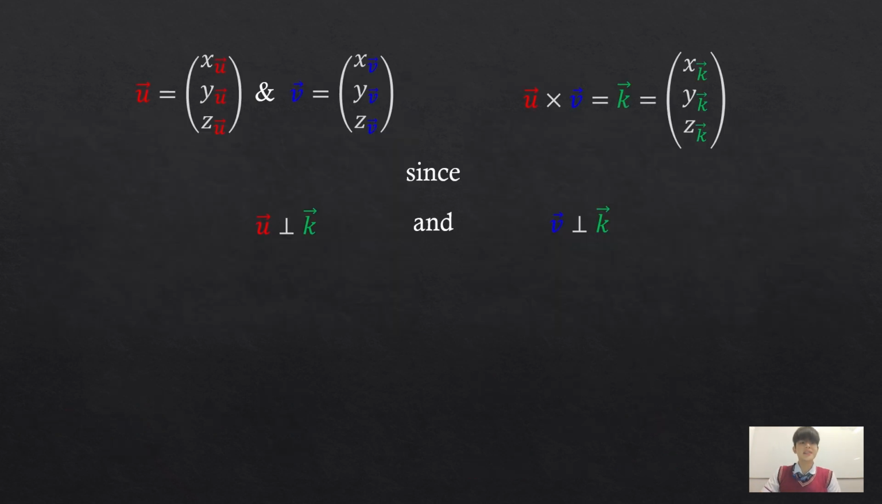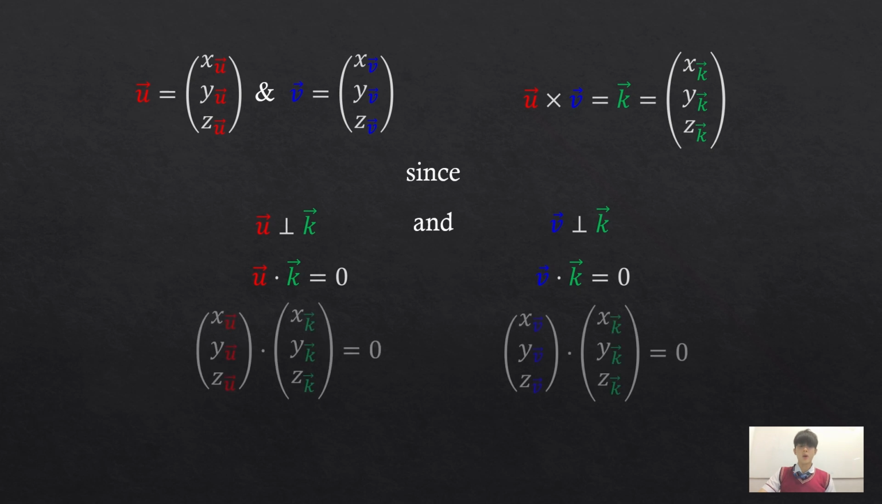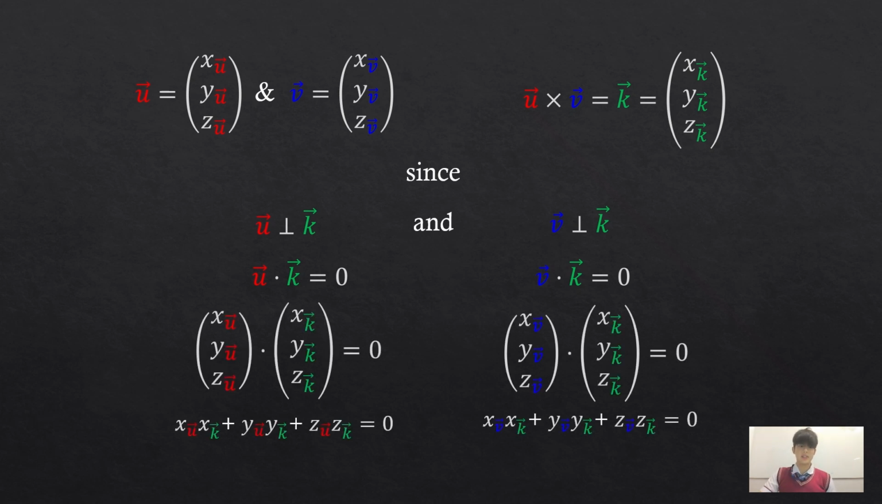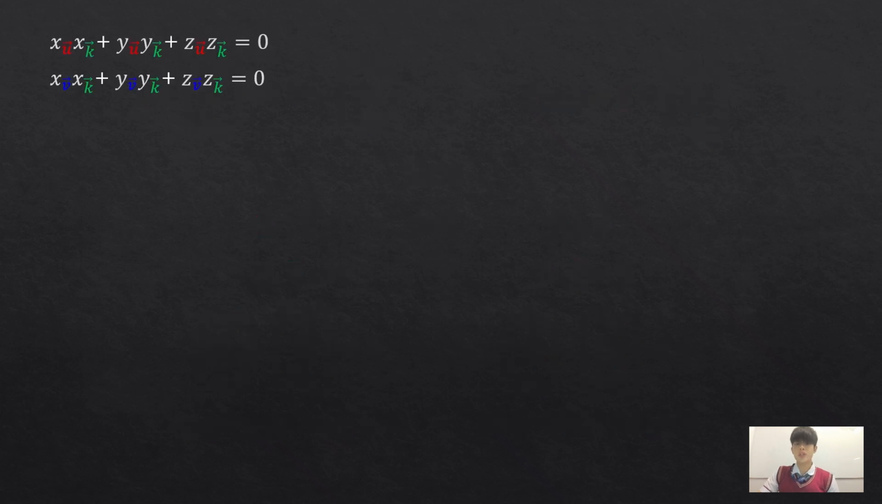Okay, let's assume the cross product of vector u and v is vector k. If vector u is perpendicular to k and vector v is also perpendicular to k, then both dot products u dot k and v dot k are equal to 0. Therefore, we obtain the following two equations. Now, we will solve these two equations to find the expression for each component of vector k.